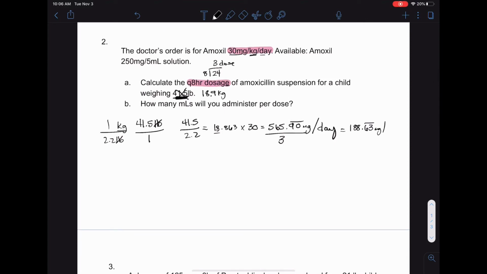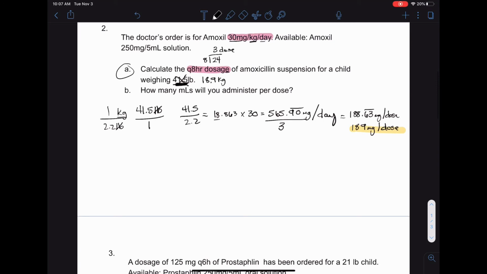Milligrams per dose. Now this is the point, since this is the answer to A, we can go ahead and round. So 189 milligrams per dose. And just pay attention to whether it gives you specifically what it wants you to round to, and make sure that you are rounding appropriately. You don't want to do all that math and then miss it because you didn't round to what it wanted you to.